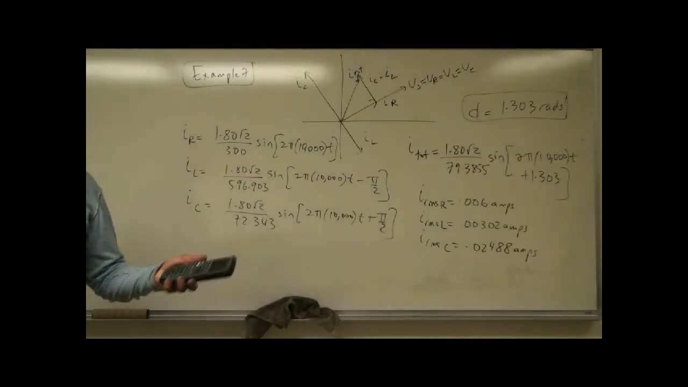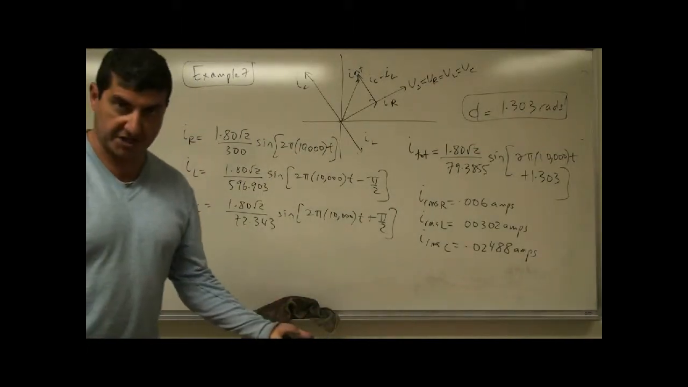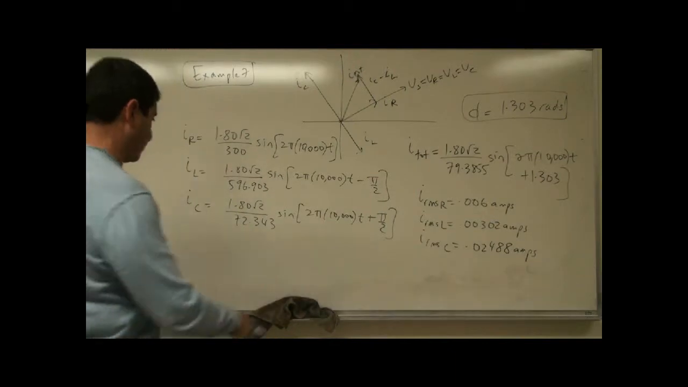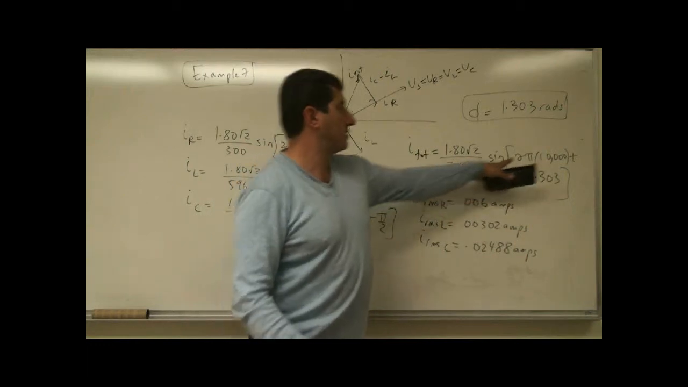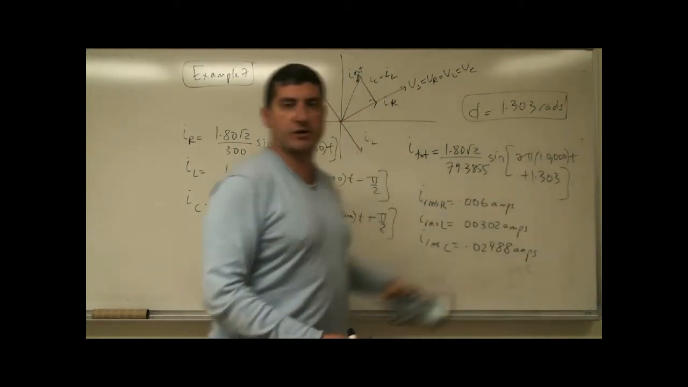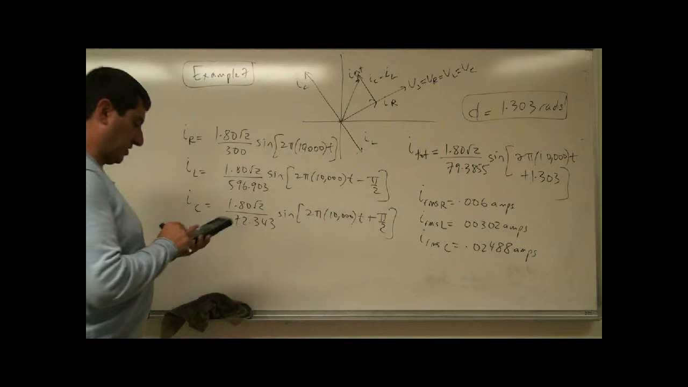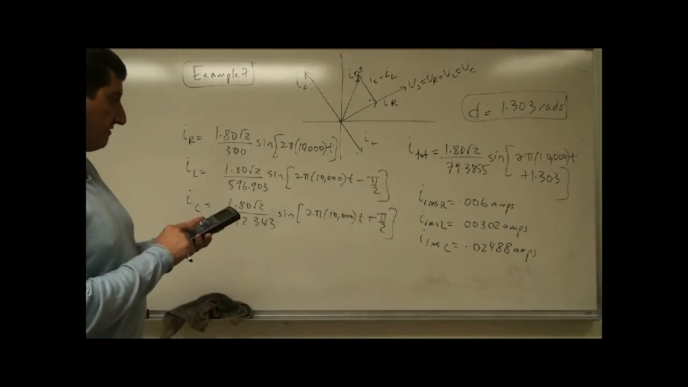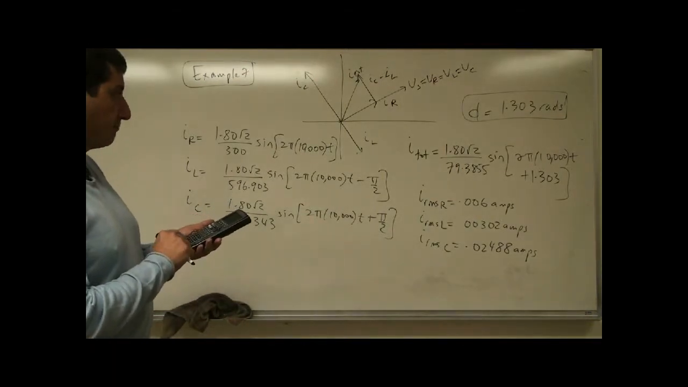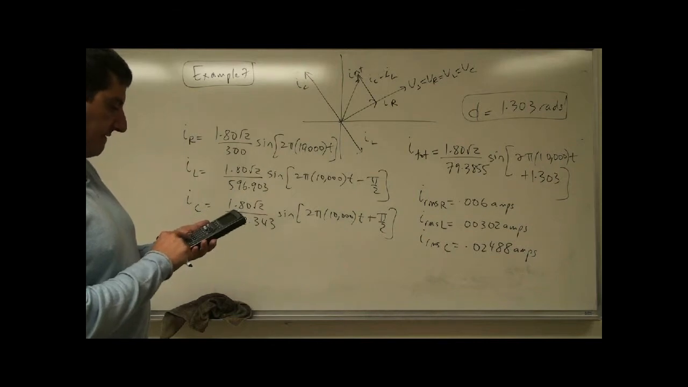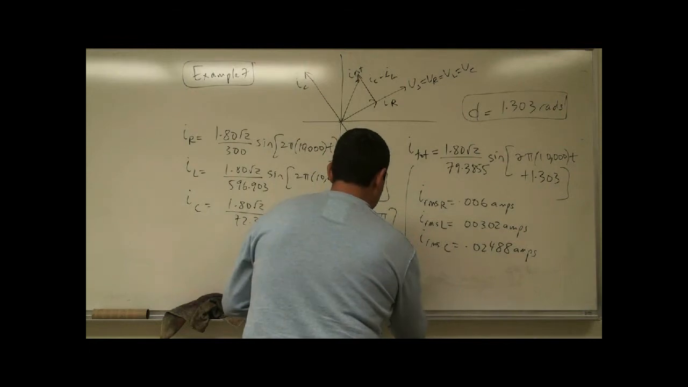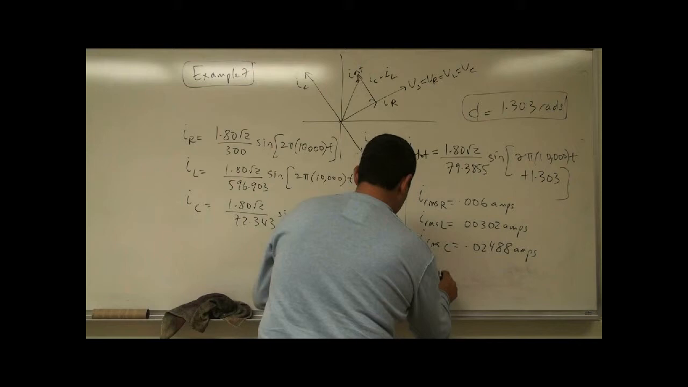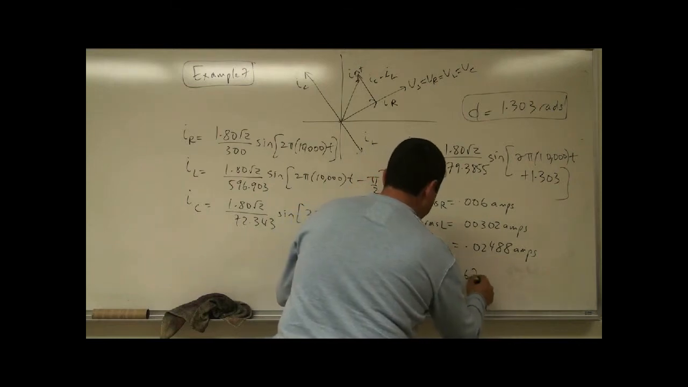If I put it next to the source, what's the total current in this circuit? It just reads 1.80 divided by 79. You don't need to worry about this part for what the ammeter is reading. So 1.80 divided by 79.3855. So the total root mean square current is 0.0267 amps.